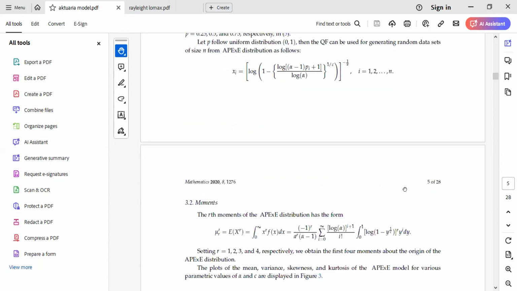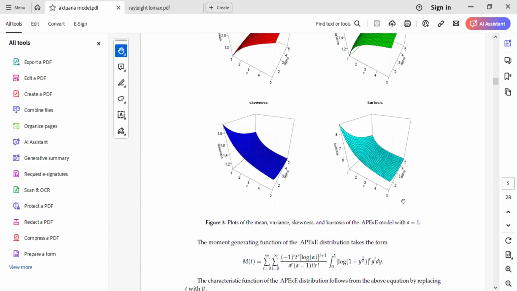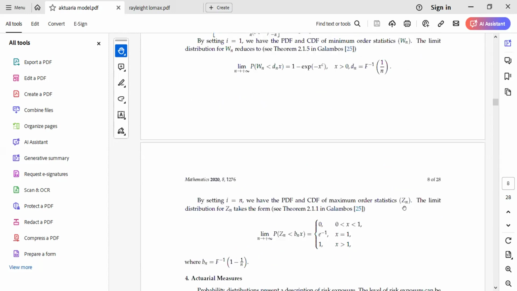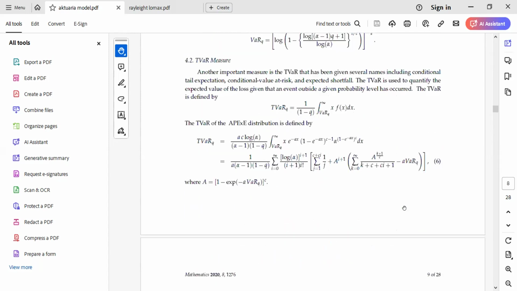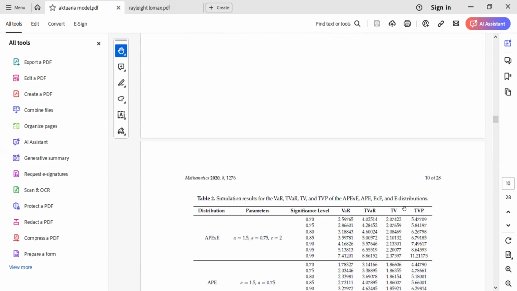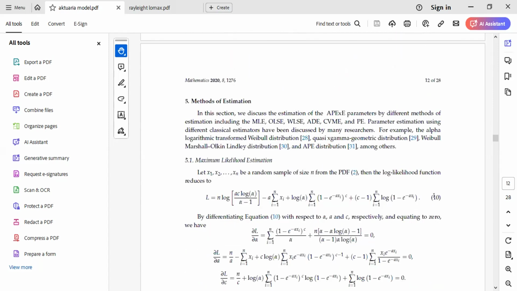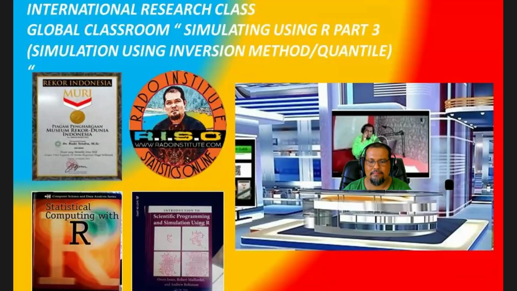Based on this data, we can also find the log likelihood function. This is the log likelihood function. In equation 10, we have the log likelihood function. So based on this equation, we will try to estimate the parameter. Okay, let's open our R programming.